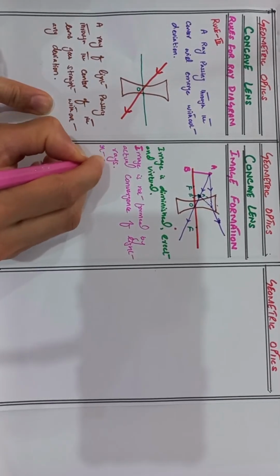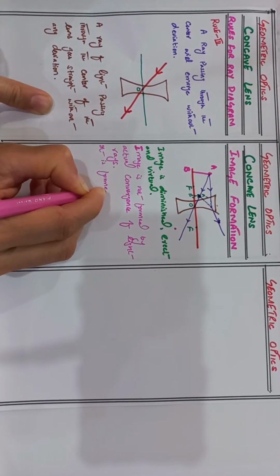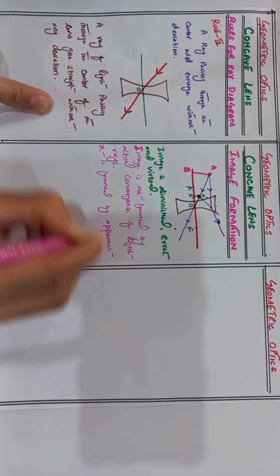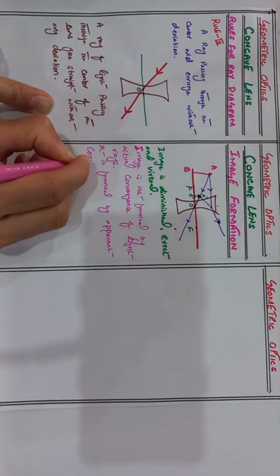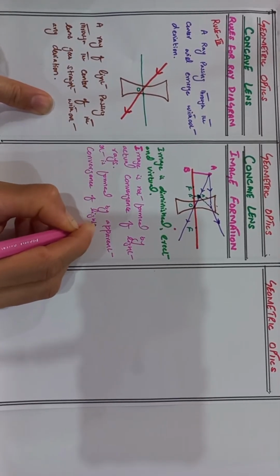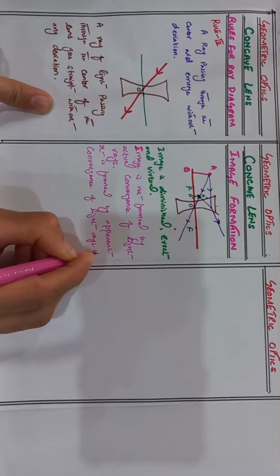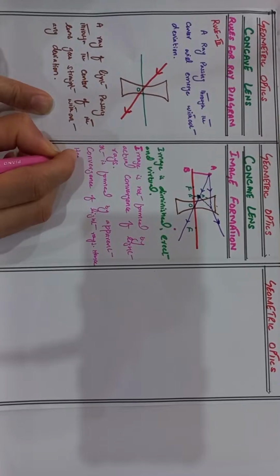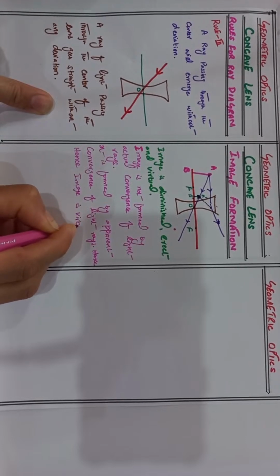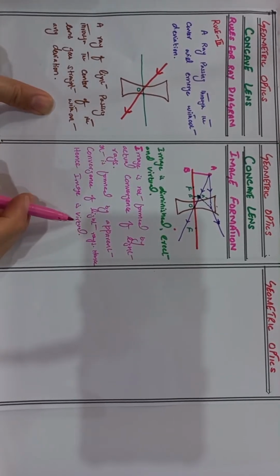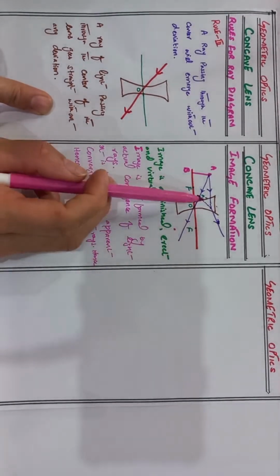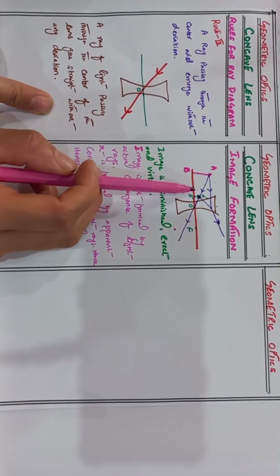It is formed by apparent convergence of light rays, hence the image is virtual. Always remember, whenever a virtual image is formed, the convergence of light will be apparent, it will not be real.